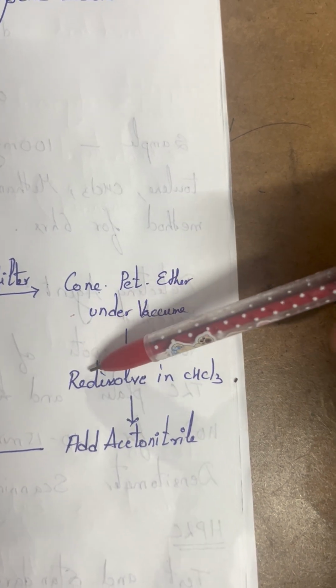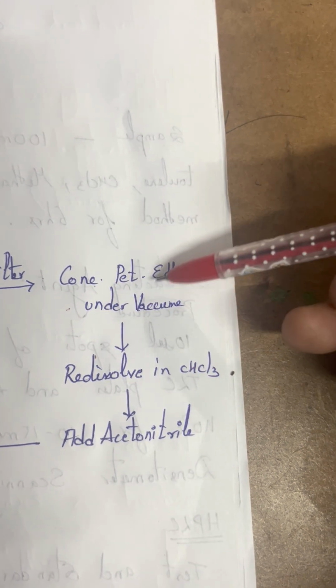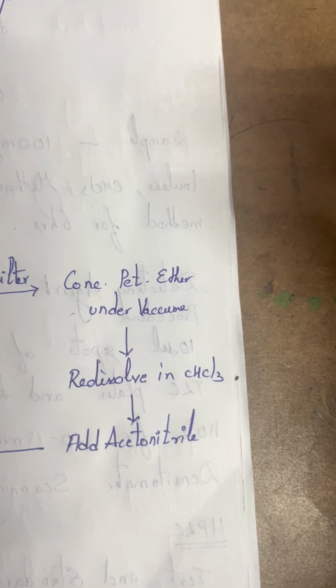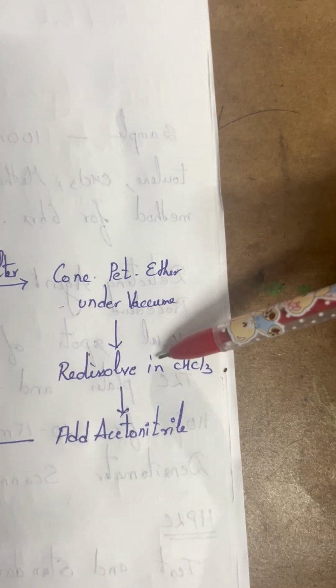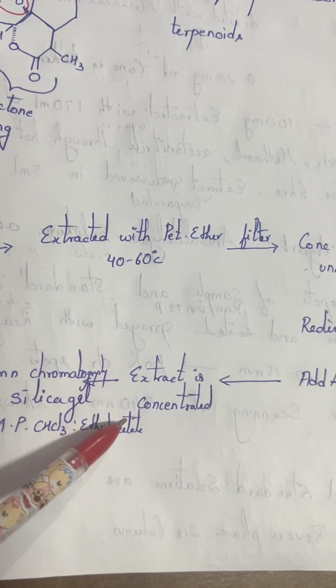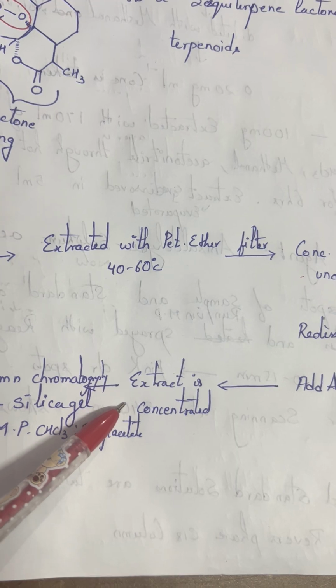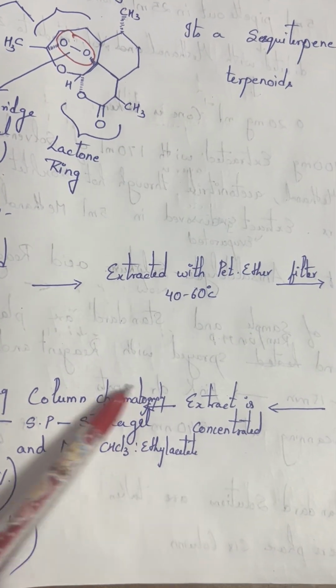Under vacuum, when we concentrate, we get a very small amount. That small amount has to be redissolved in chloroform, and then we add acetonitrile solution. Then the extract is again concentrated, and then column chromatography is done.